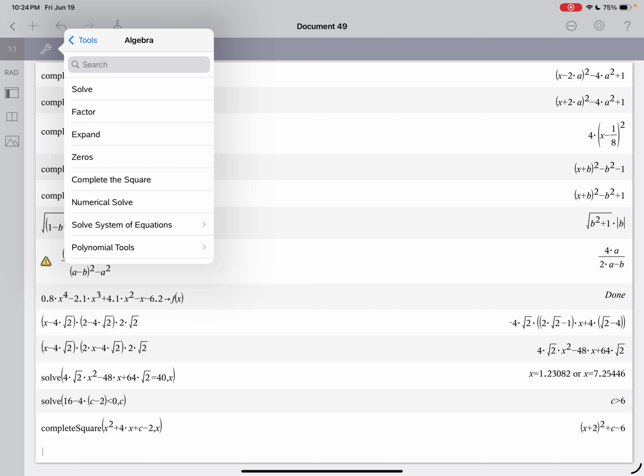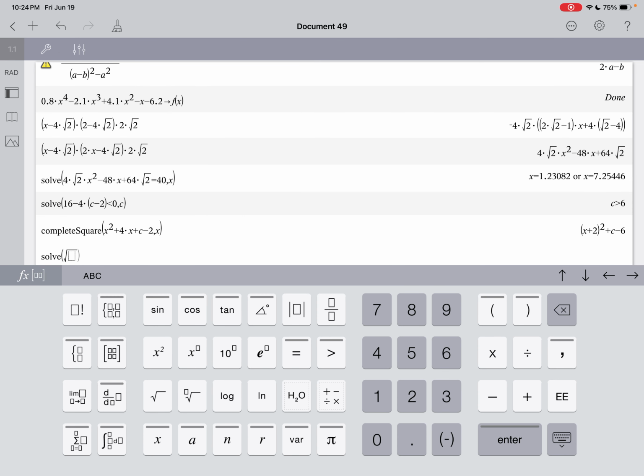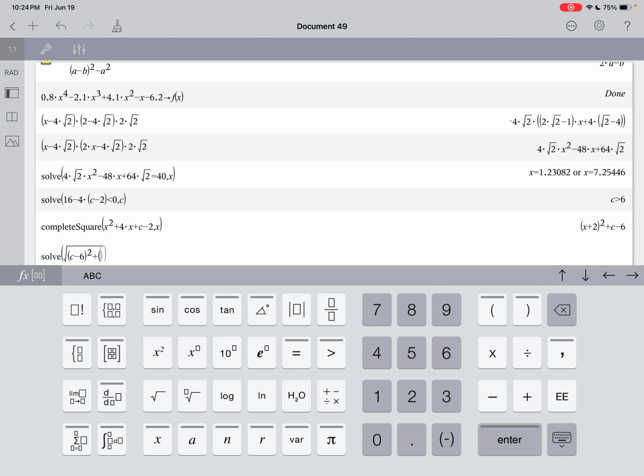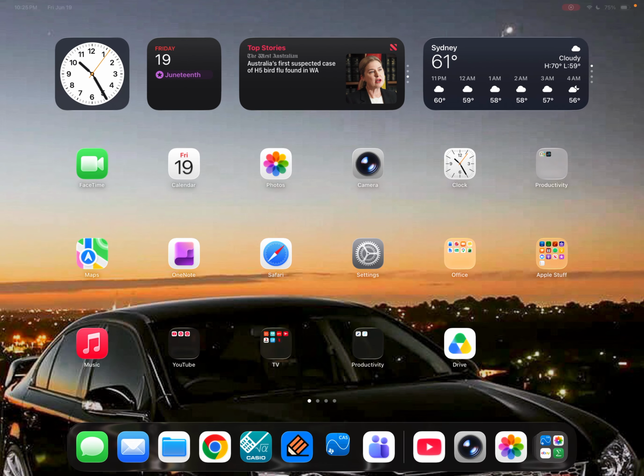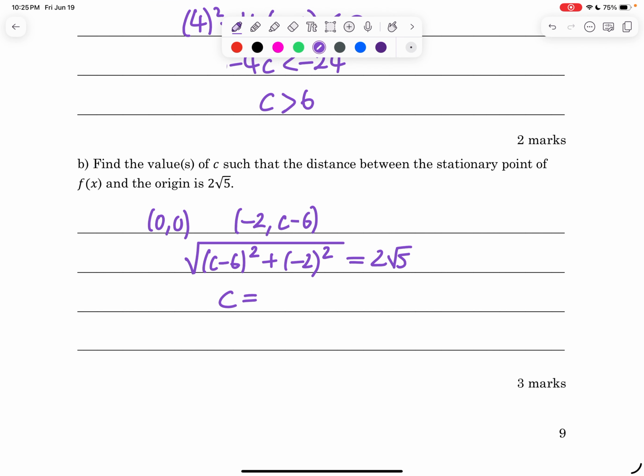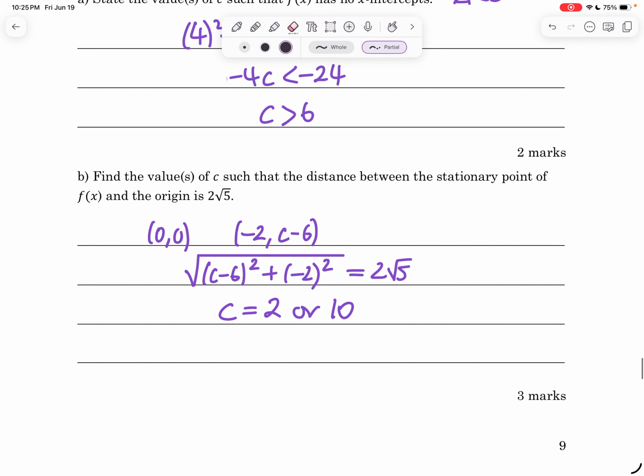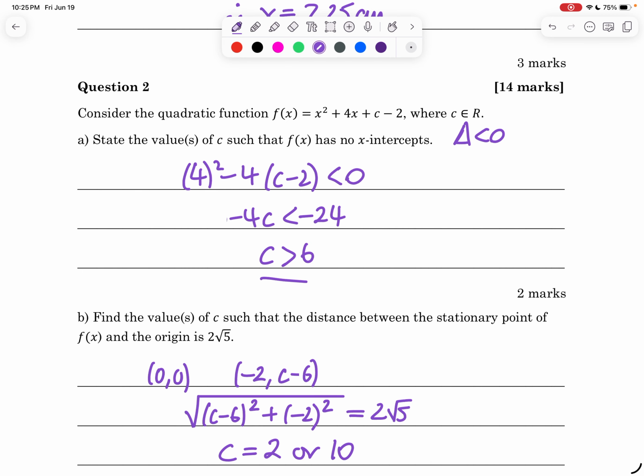So menu 3, 1, square root of c minus 6 squared plus negative 2 squared equals 2 root 5, comma, c. C is 2 or 10. That's why it says values, because there's more than one.